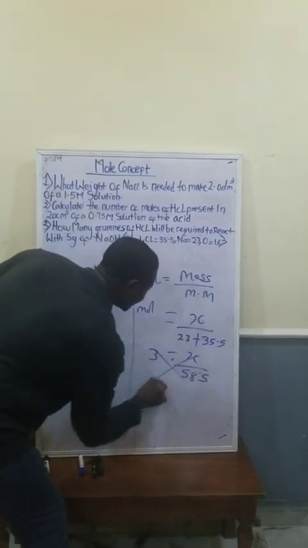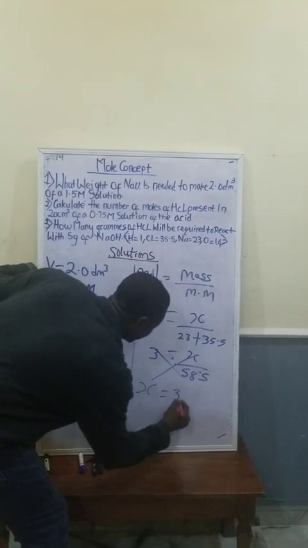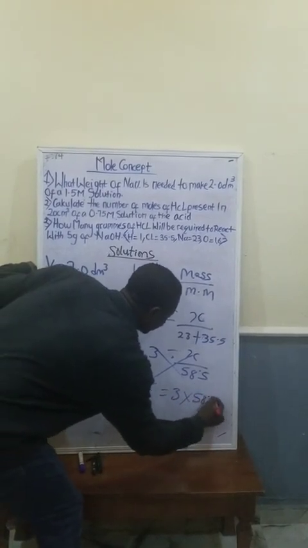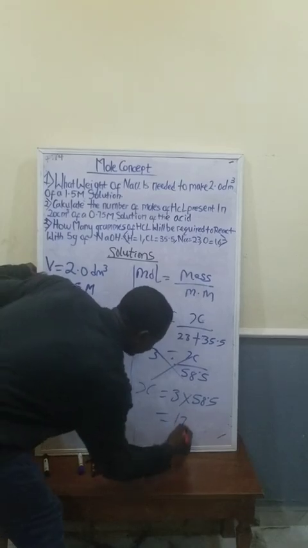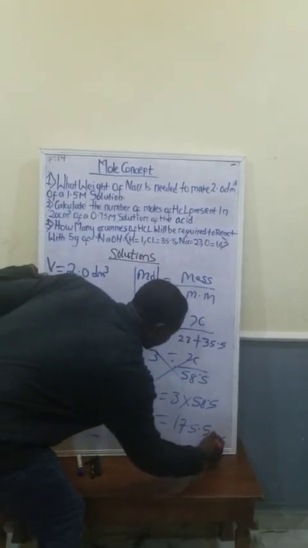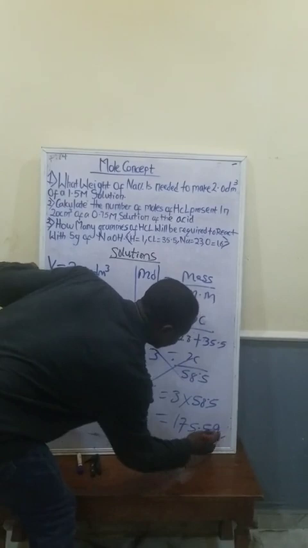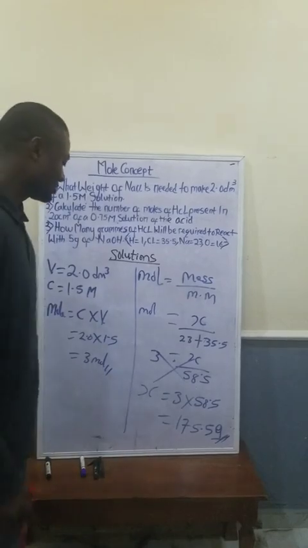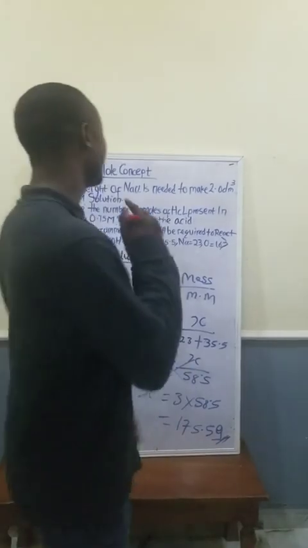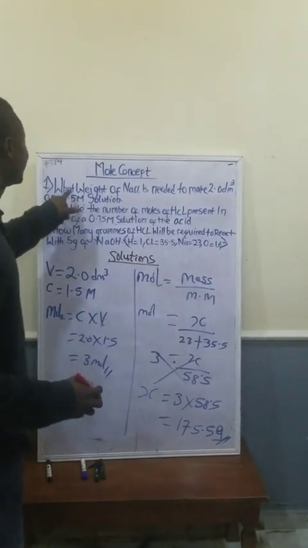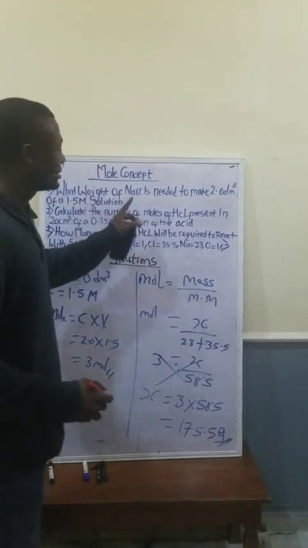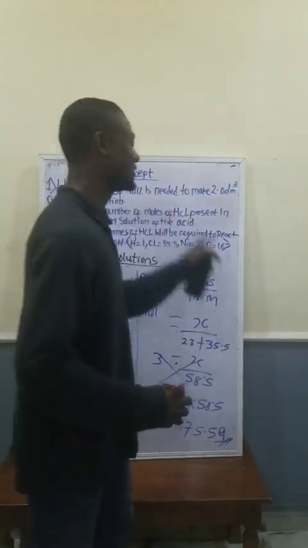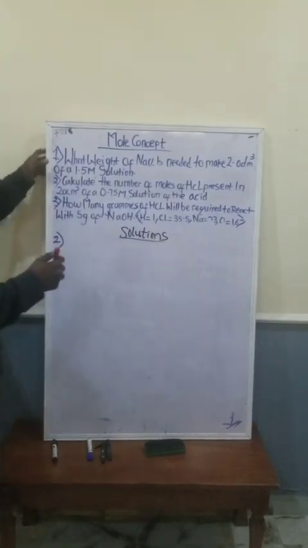So you cross multiply to have X is equal to 3 times 58.5, which is 175.5 grams. Since we are looking for the weight, that should be option D in the question. This is 2007 question 14. We can go and verify. Okay, now we'll be able to answer number 1.